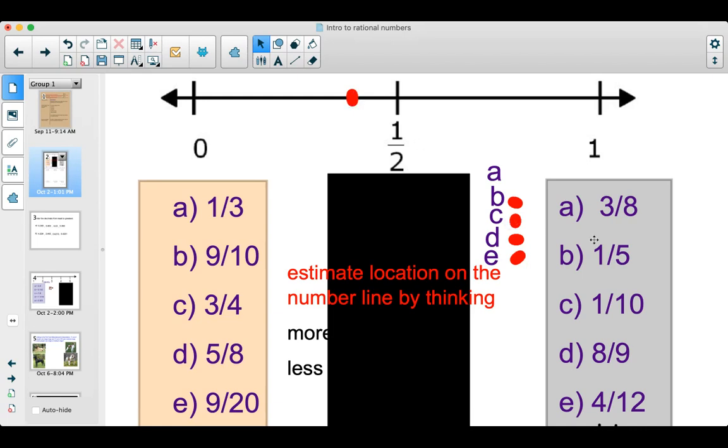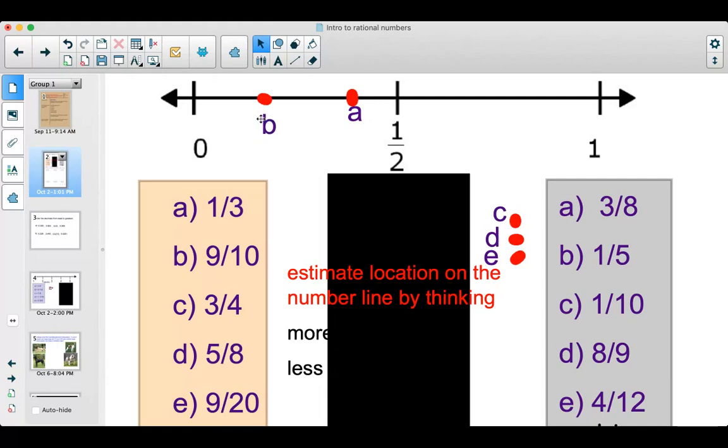Okay, 1/5. Well, 1 is definitely less than half of 5. So again, I'm going to think of breaking this up into 5 equal sections, and it'll be somewhere around there. That's about where B would go. For C, oh, we have the wrong one.